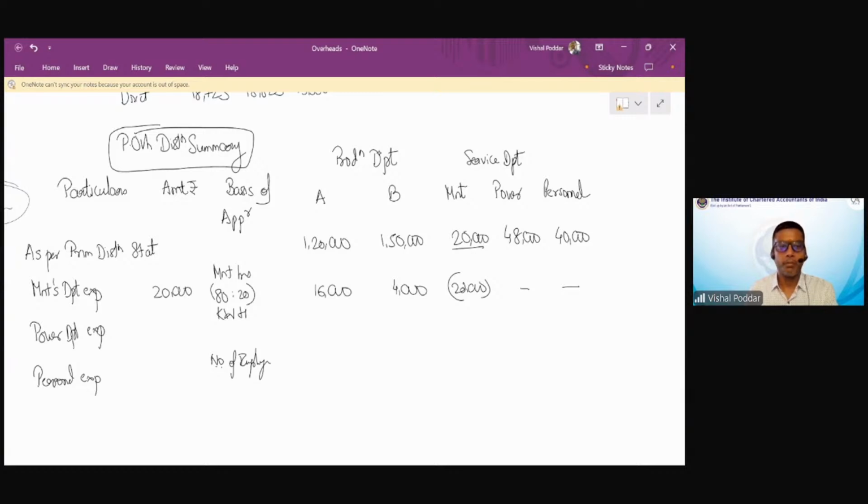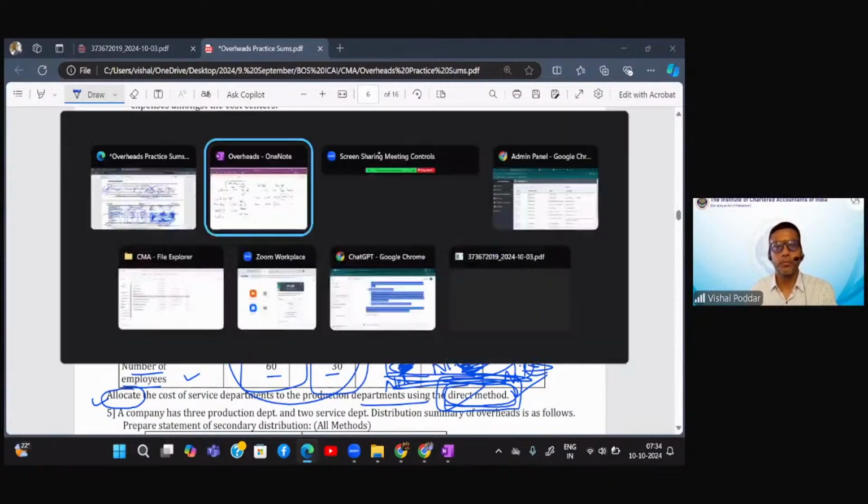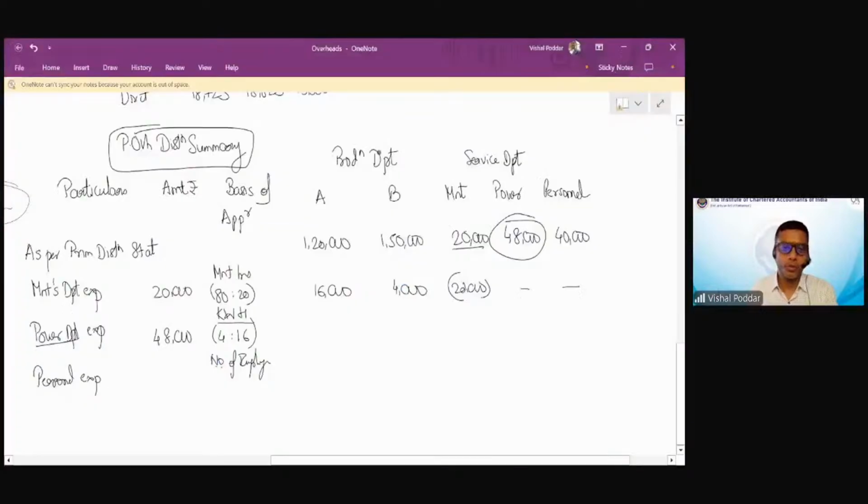Perfect. Then I come to the power department. Power department has only its own 48,000, which I have to apportion using the ratio of KWH, that is HP into machine hours. The ratio is 4:16, or you can also write 1:4, whatever suits you. So if I divide it in the ratio of 1:4, what will I get? $9,600 here.